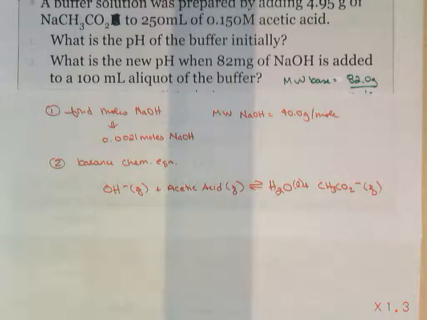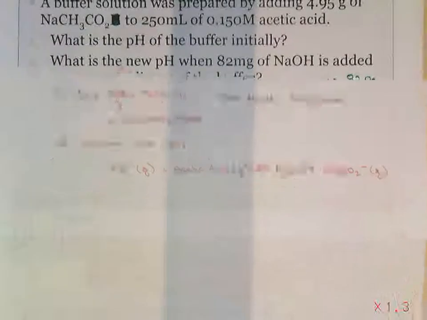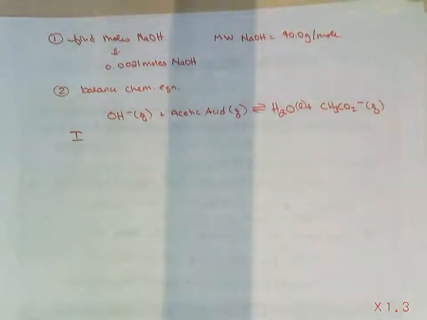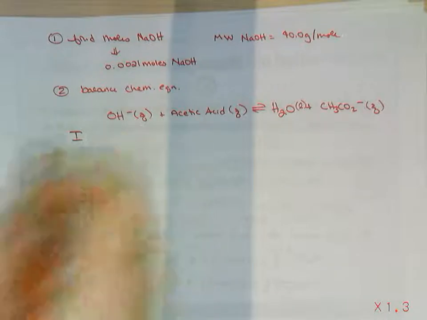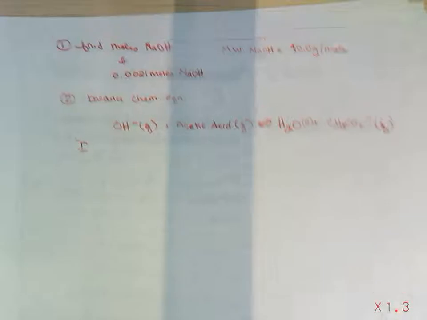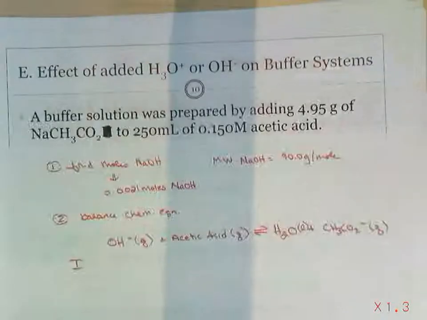All right, so ready? We're going to write a new type of ICE chart. Hopefully everybody's ready for the excitement this is. So we're going to start off again with initial. In my original solution that we found in part 1, was there any hydroxide in there? Right, it said I had a solution of acetate and acetic acid. So is there anything that has? No.